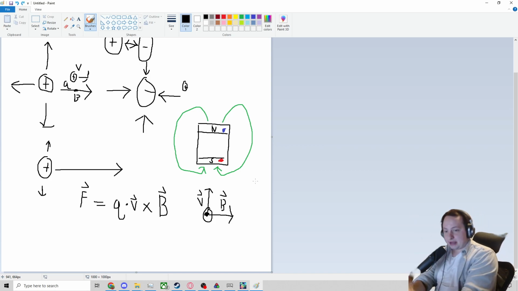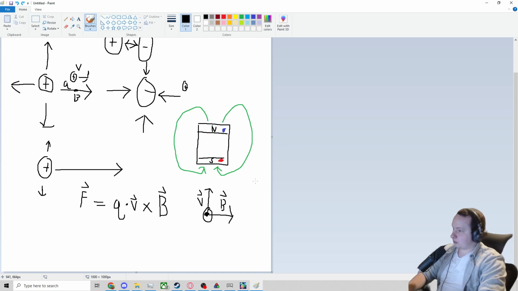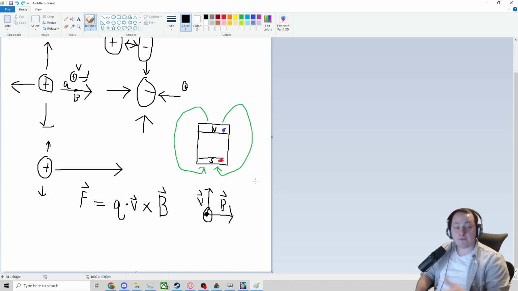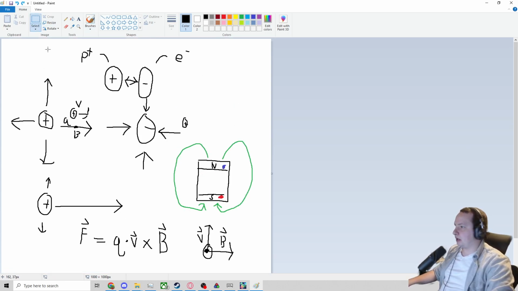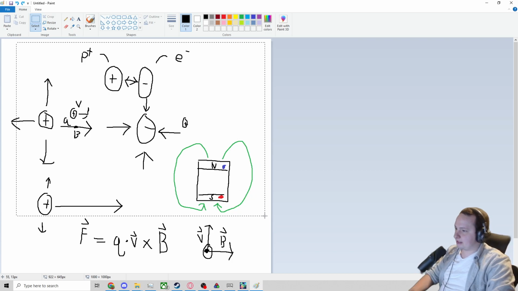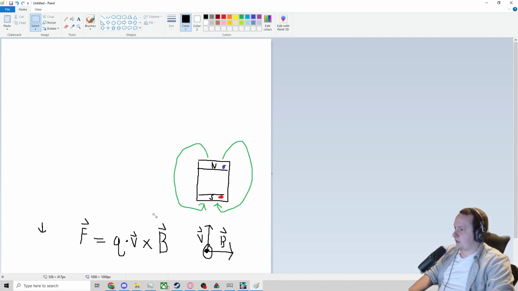Because the force a particle will feel is perpendicular to both the velocity and the magnetic field, this is actually the defining property of how we get these little squiggly lines right here. So let's go back down here. We don't need this anymore. We'll delete all of this, but we'll keep the magnet. We'll keep this down here for reference too.